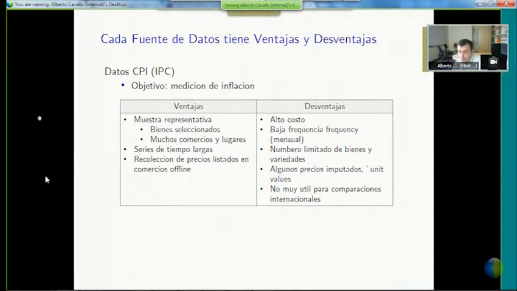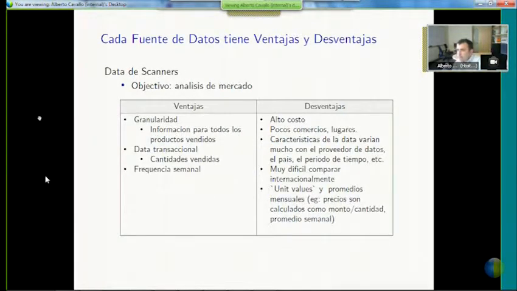And it's not very useful for international comparisons, say when the World Bank wants to conduct PPP comparisons, because each country is concerned with its own basic foodstuffs. So the selection of products measured is not the same in each country. So that makes comparing difficult.